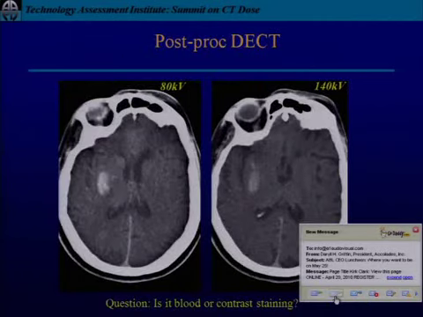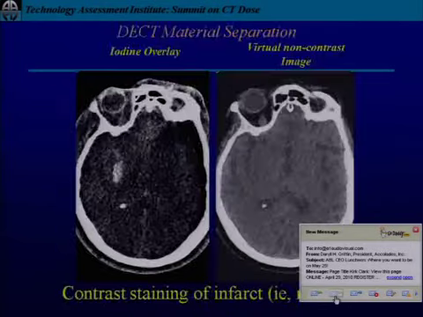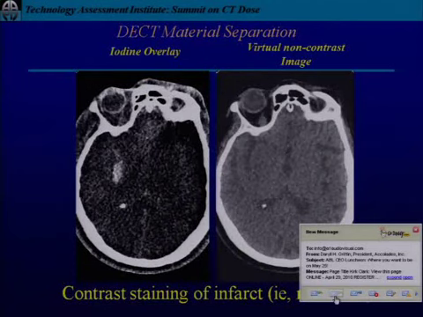So we did a dual energy CT on this. Here is the 80 kV image. The hyperdensity is a little bit brighter, as you would expect. This is 140. It's a little bit more lucent because the energy is higher. You can separate out what is what. You get an iodine overlay image and a virtual non-contrast image.